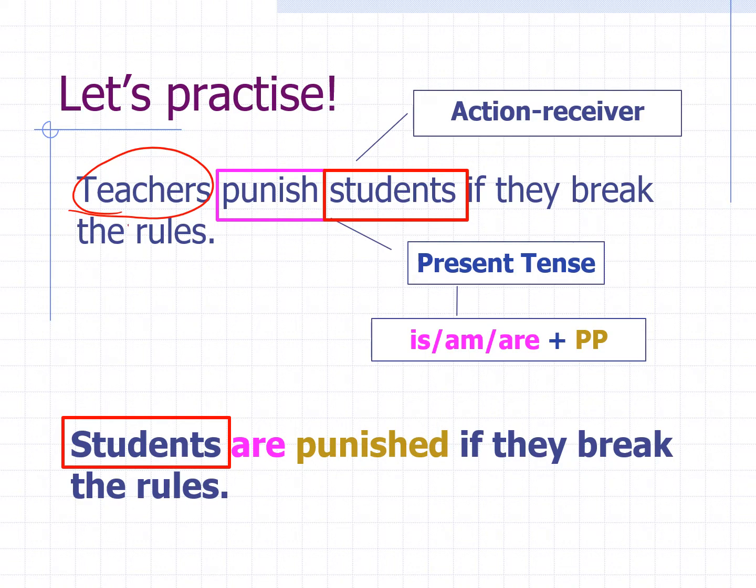The answer is no. Because in a passive voice sentence, remember there are three reasons. In this case, teachers are a very obvious action doer, so we don't really need to mention who punished the students. So when we do this type of exercise, very often you can just omit the action doer in the new sentence.